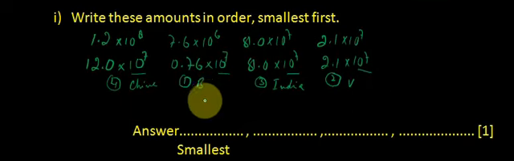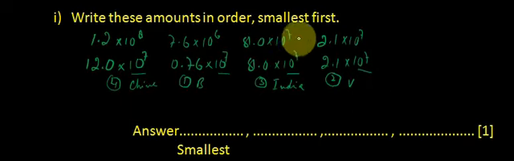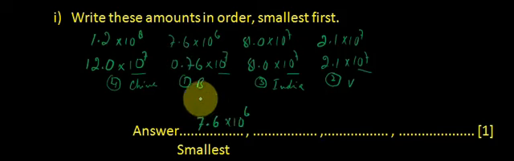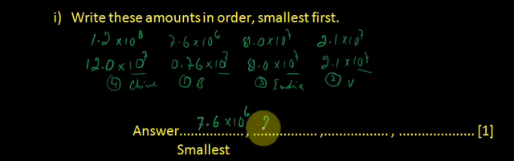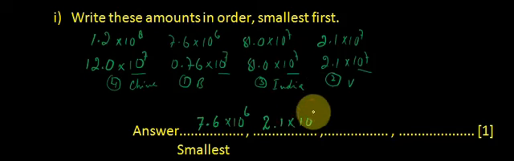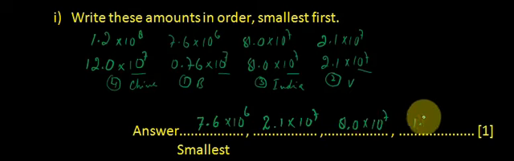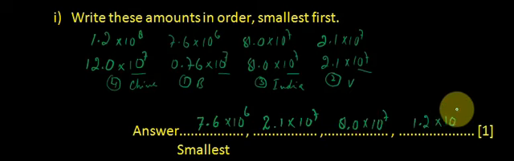Now we have to write all the amounts starting with the smallest. So first is 7.6 multiplied by 10 to the power 6, and the second is 2.1 multiplied by 10 to the power 7, and the third is 8.0 multiplied by 10 to the power 7, and finally 1.2 multiplied by 10 to the power 8.